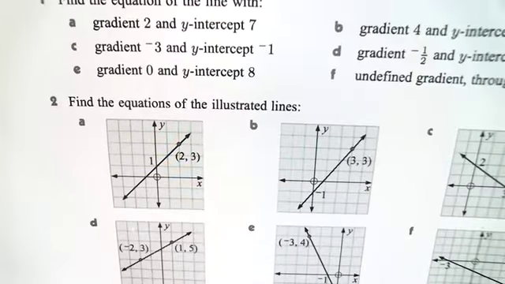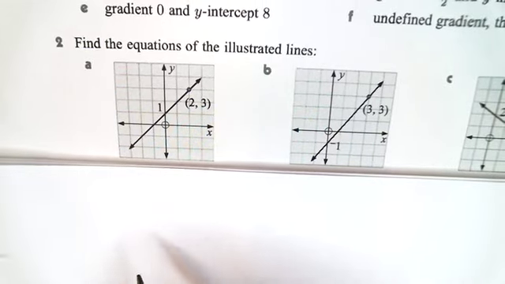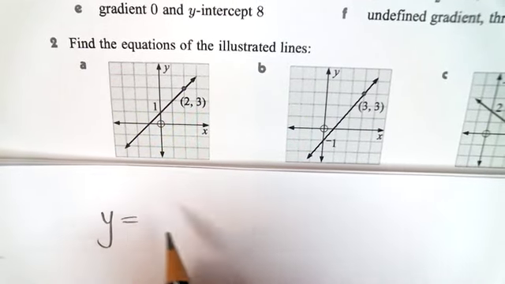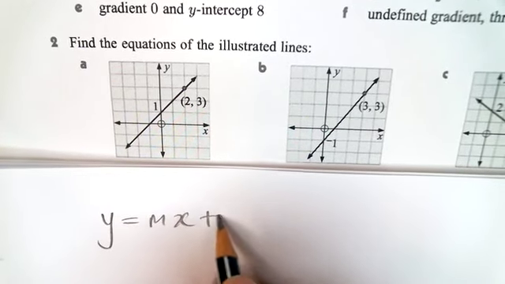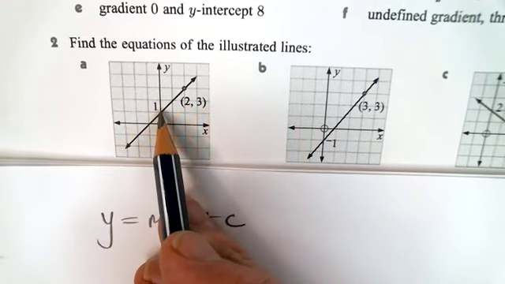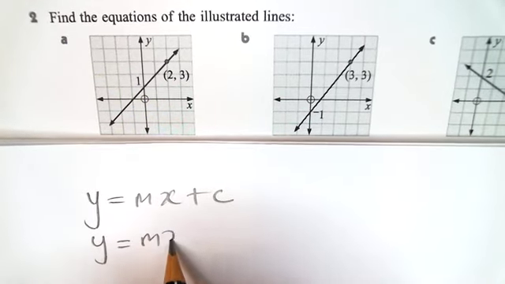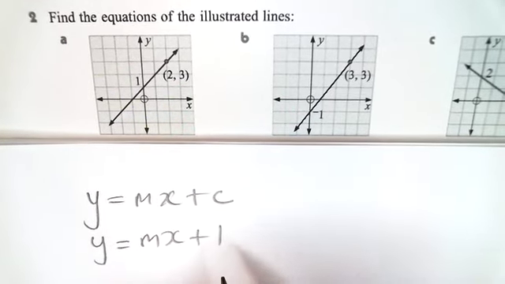The reason I say that is because let's imagine you've got a clear intercept. So let's take, for example, this one here, question 2a, nice and straightforward. Let's have a look at doing that one. So I can just write out y equals mx plus c. We know that c is the y-intercept. The y-intercept here is a 1. So I can just write y is equal to mx plus 1. So straight away I'm on the scoreboard.